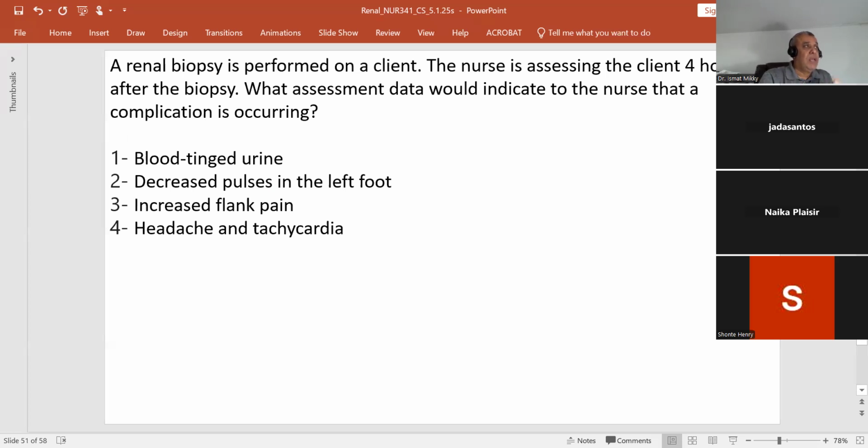Post biopsy is very important, as with certain procedures like post renal biopsy and post liver biopsy. We'll learn about this in adult L3. These nursing interventions are significant in preventing some types of complications. So post renal biopsy is done, you receive the patient 4 hours after. What would be the assessment finding that may indicate that there is a complication?